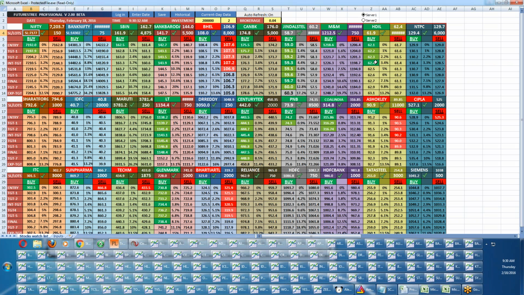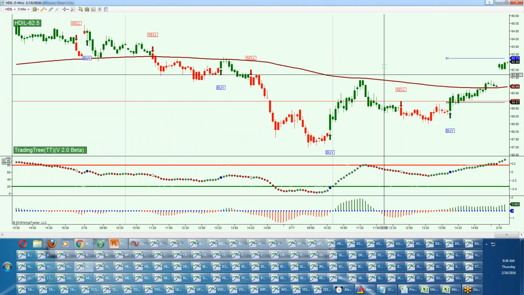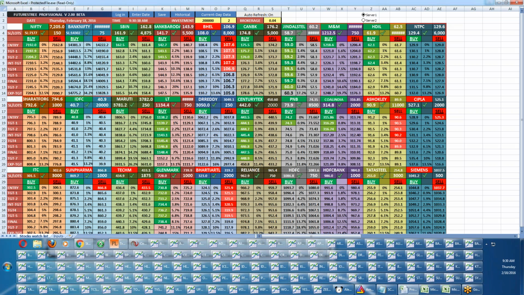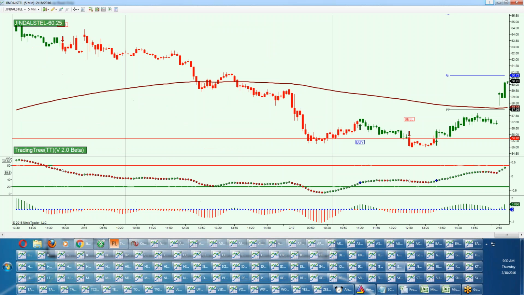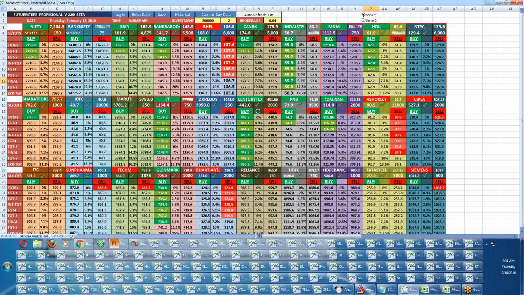So HDIL has done its intermediate target. Let me just pull the chart for you. So 6270 is a possibility. That will be the final target, and you can keep trailing your stop loss. Jindal Steel has done its targets, but you can still wait on Jindal Steel till 6070. So that's the advantage what you have.